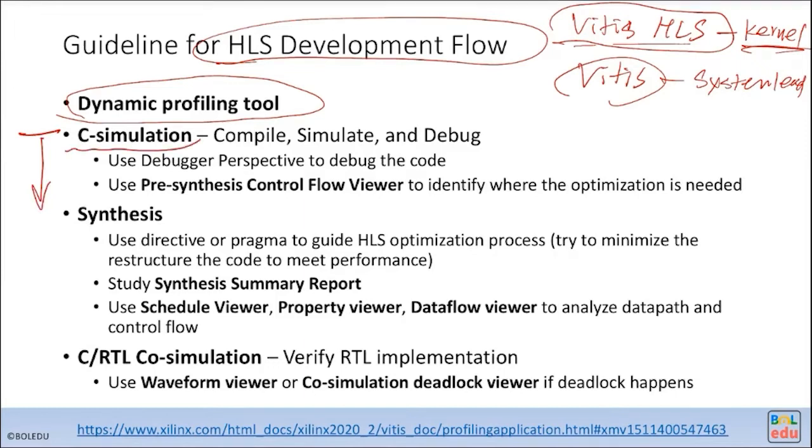First, you have to run C simulation. Make sure it's functionally correct. And then you proceed to the synthesis. In the synthesis, you use the directive pragma to guide the HLS optimization process. And I would recommend not to change your C code unless there is a certain dependency and you have to restructure the code. If the pragma can do the work for you, use the pragma.